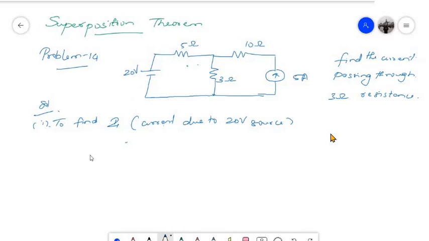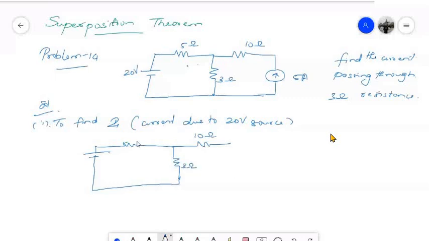Now let me redraw the circuit with only this 20 volt source. When I am considering one source at a time, I will either open circuit or short circuit the remaining sources, depending on whether it is a voltage source or a current source. Here I have a current source, so I will open circuit it, and if it were another voltage source, I would have short circuited it. Okay, I have open circuited, and that's it.